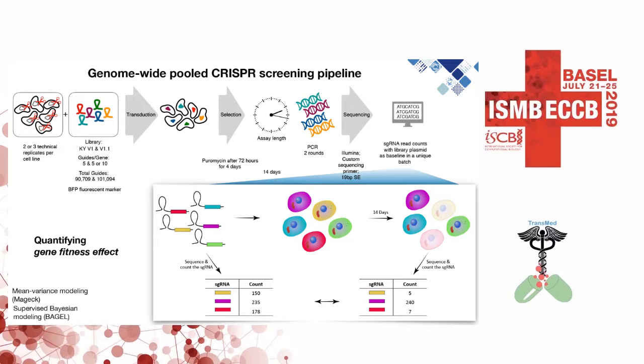So just by doing a differential representation analysis of the single-guide RNAs, you are able to quantify to what extent knocking out a gene reduces the viability of a given cell line. And this can be done with published models like the median variance modeling implemented by MAGeCK, which is not different from EdgeR, which is used for differential expression analysis on RNA-seq data.